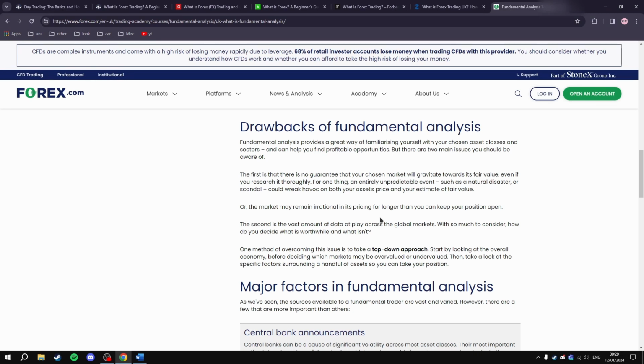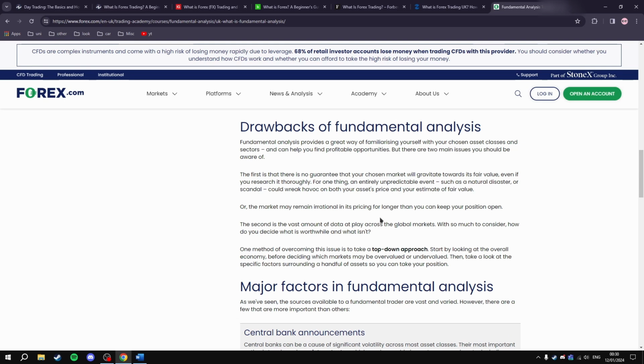For one thing, an entirely unpredictable event such as a natural disaster or scandal could wreak havoc on both your asset's price and your estimate of fair value. Or the market may remain irrational in its pricing for longer than you can keep your position open.